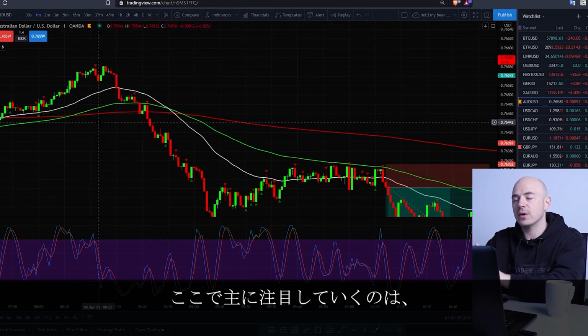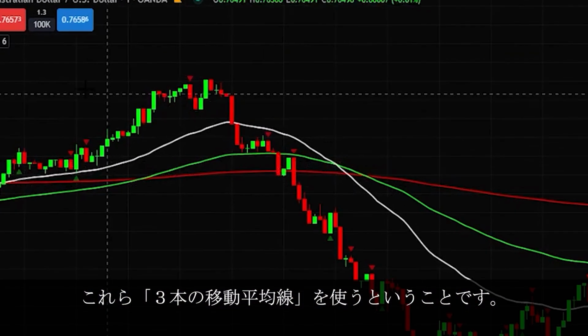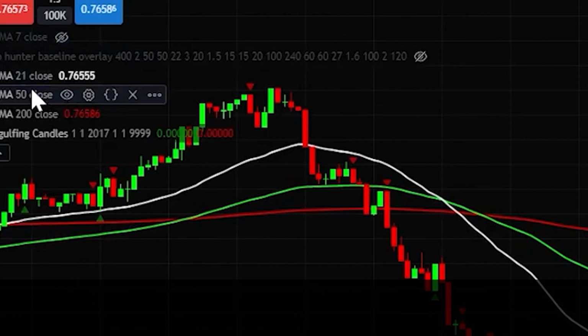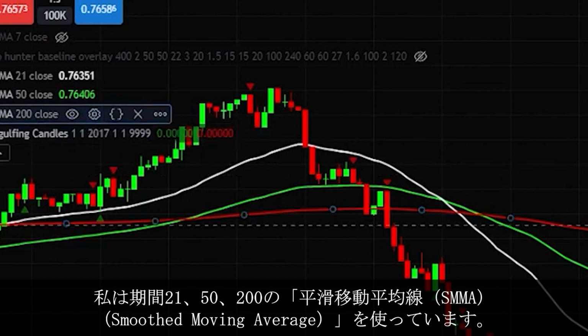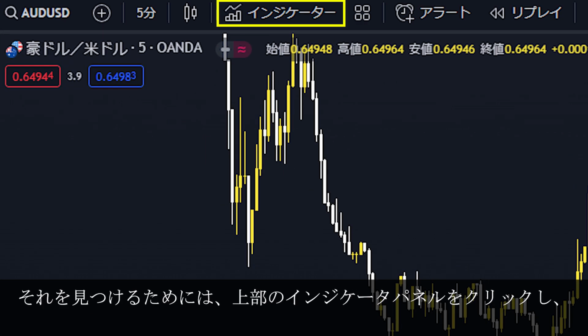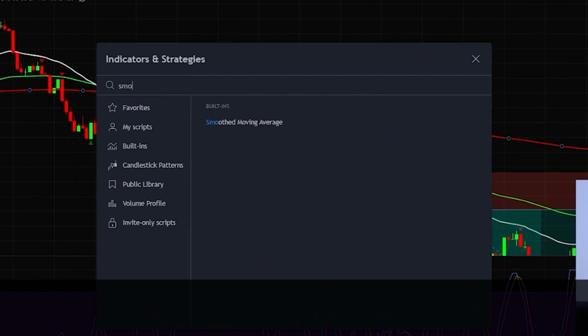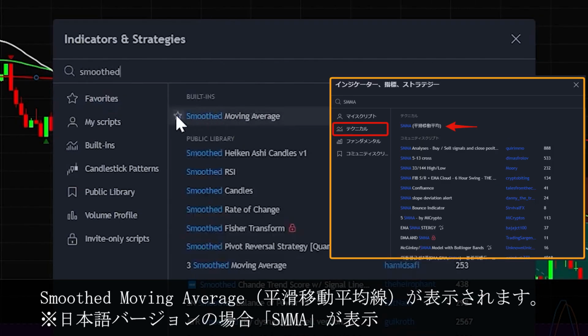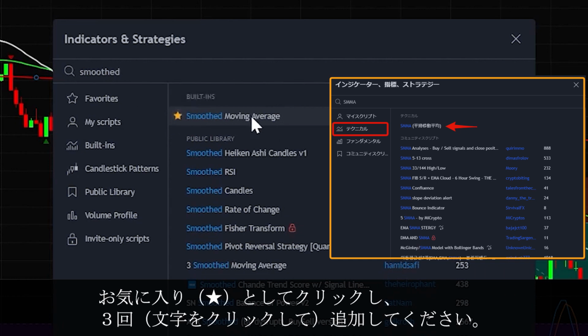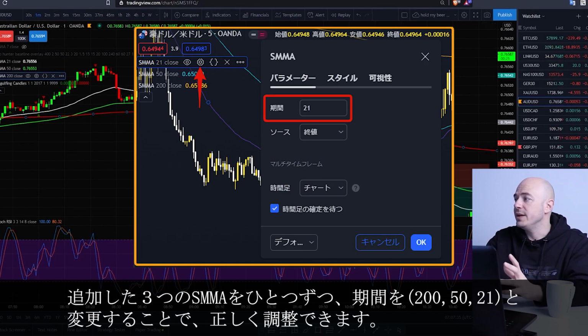So the main thing that we're gonna be looking at here is using these 3 moving averages. I have the 21 period, the 50 period, and the 200 period smoothed moving average. To find that, click on the indicators panel at the top and type in smoothed. You will get smoothed moving average right there. Click it as your favorite and add it 3 times. You are going to adjust each one by changing the inputs to 200, 50, and 21.